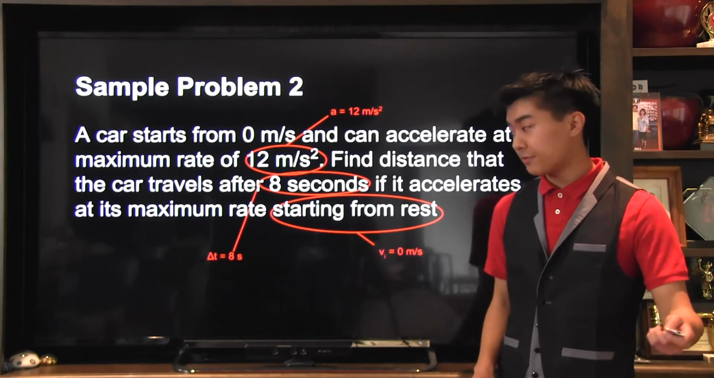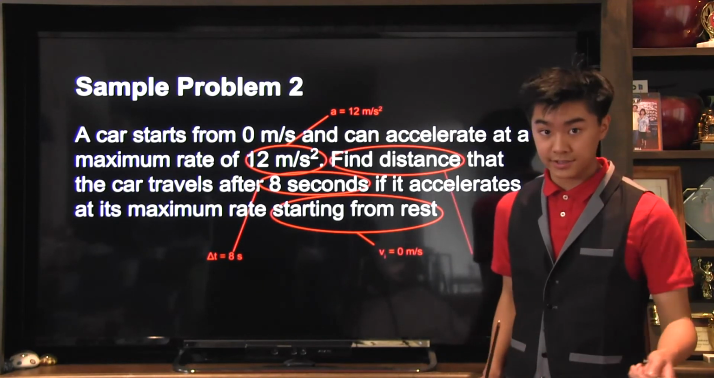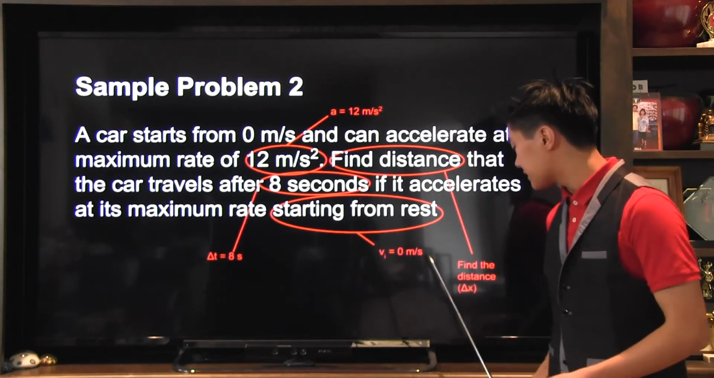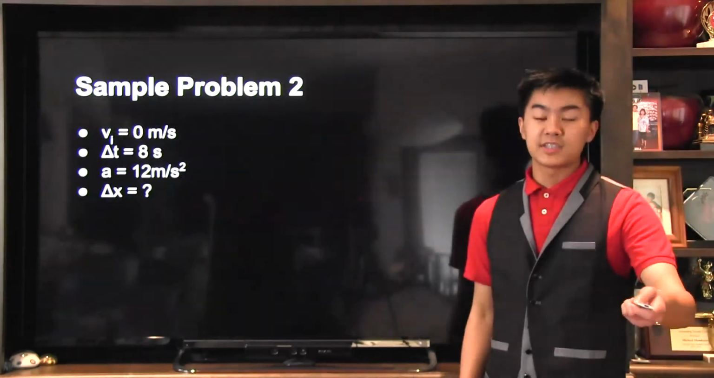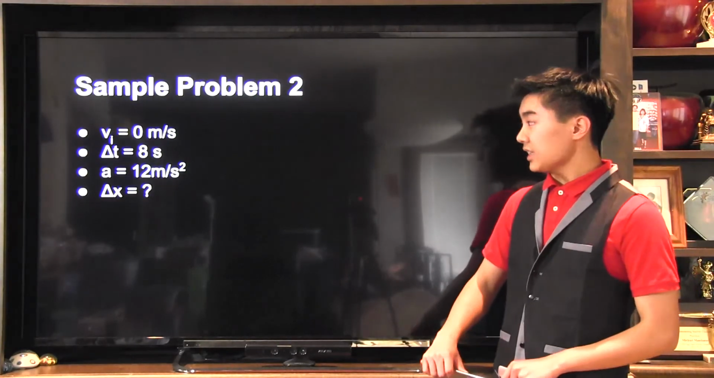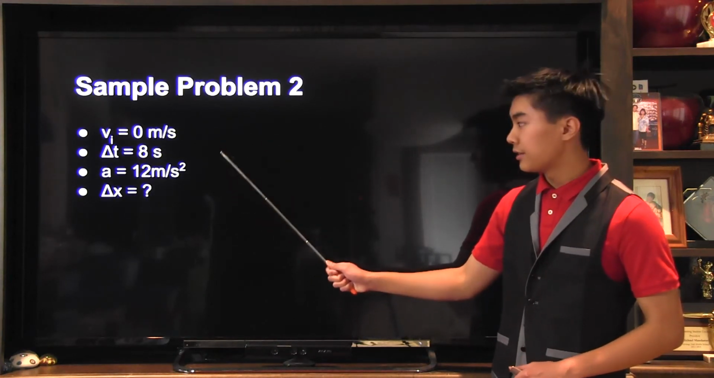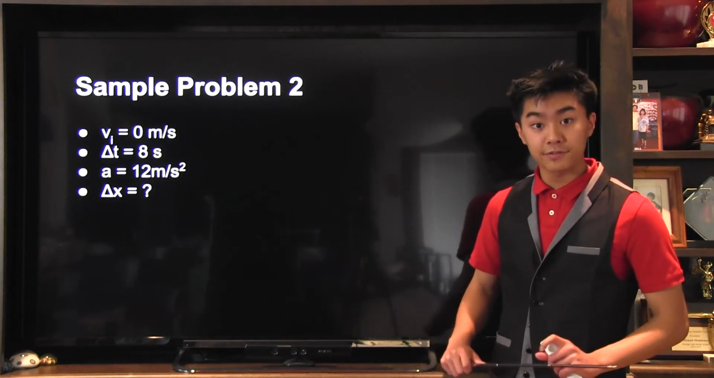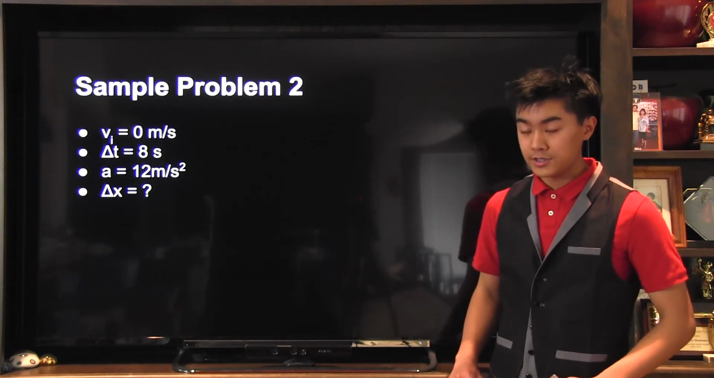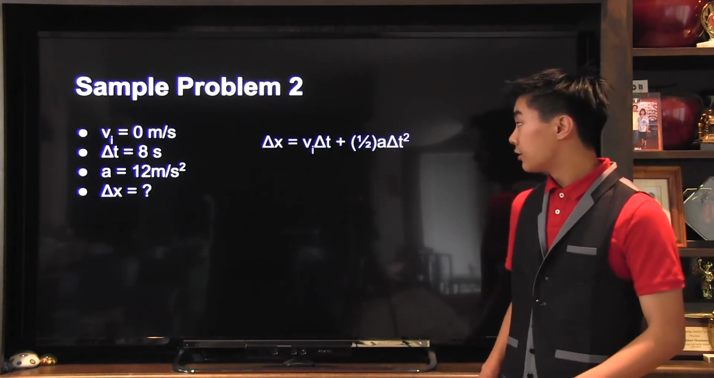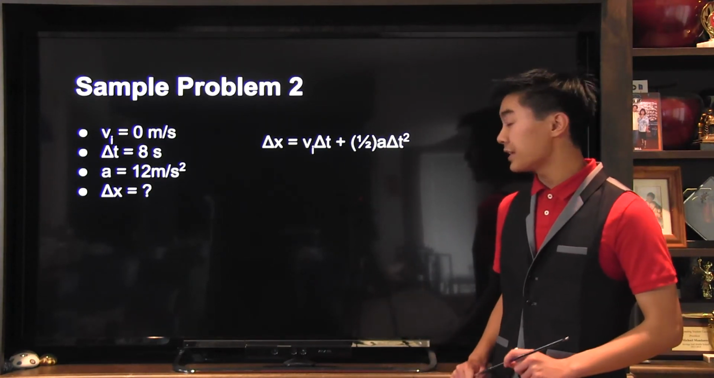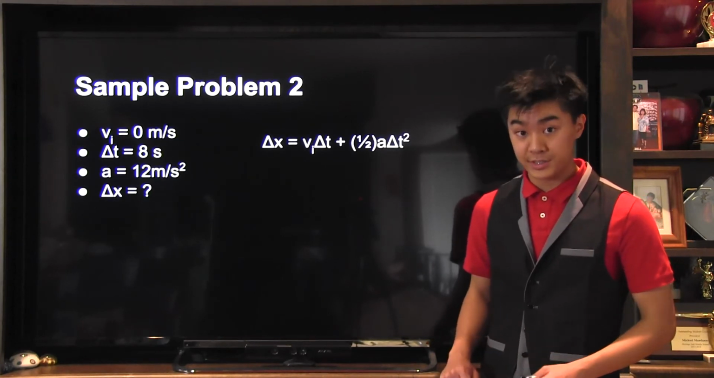We are tasked with finding, this time, the distance that the car travels, otherwise known as delta x. Let's move on. So, we know the initial velocity, the change in time, the acceleration, and we are trying to find the change in distance. So let's start with our formula. Formula is delta x equals VI delta t plus 1/2 A delta t squared.